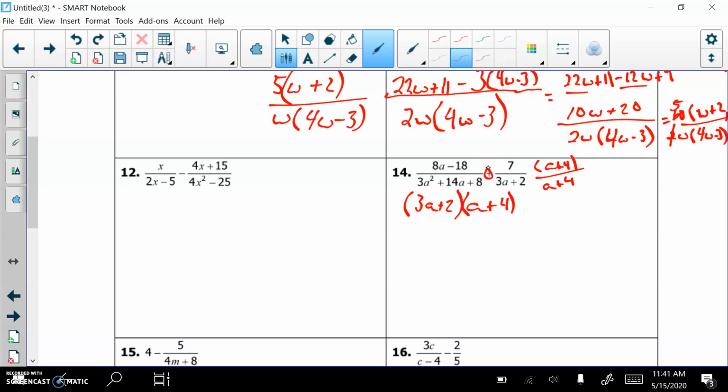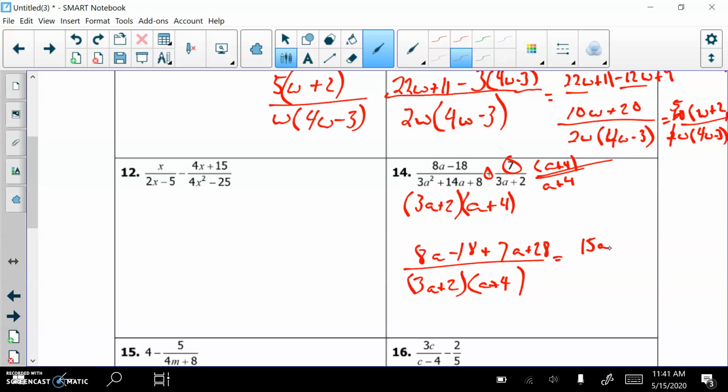It's a lot easier. Okay, so common denominator, 3a plus 2, a plus 4. My first fraction is untouched, 8a minus 18. My second fraction is an addition, so don't worry about that. And it's 7 times a plus 4. So plus 7a is 28. Clean it up. 8a plus 7a is 15a. Negative 18, positive 28 is positive 10, all over 3a plus 2.